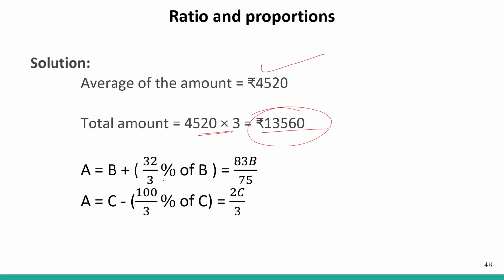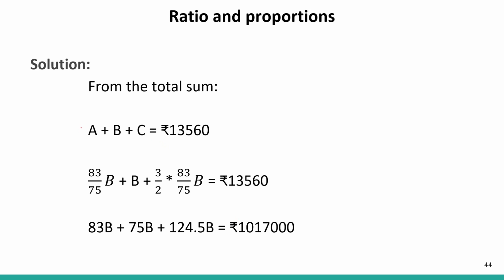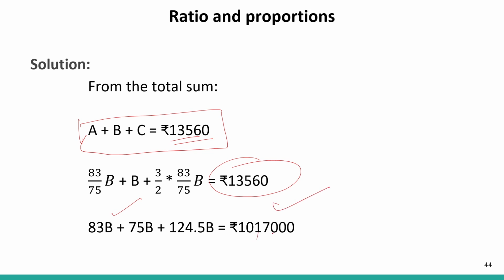So A is equal to B plus 32 by 3% of B, so it will be 83 by 75 of B. And A is equal to C minus 100 by 3% of C, that is 2C by 3. So for the total sum, A plus B plus C is equal to 13,560. We have arrived at this number by multiplying the average with 3. So 83 by 75B plus 3 by 2 into 83 by 75B is equal to this one. So 83 by 75B plus 1 to 4.5B is equal to 10,17,000, right? 10,17,000.